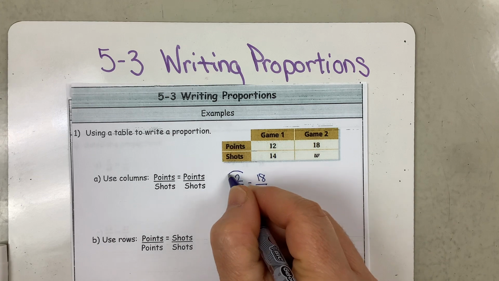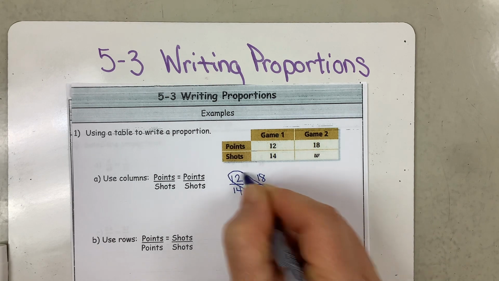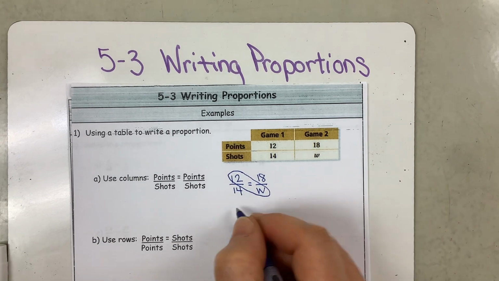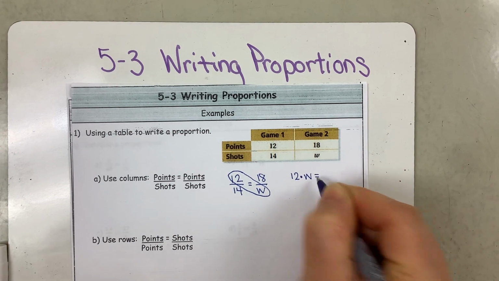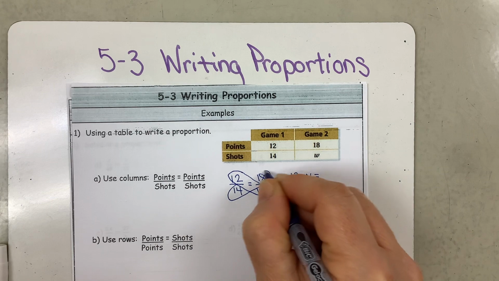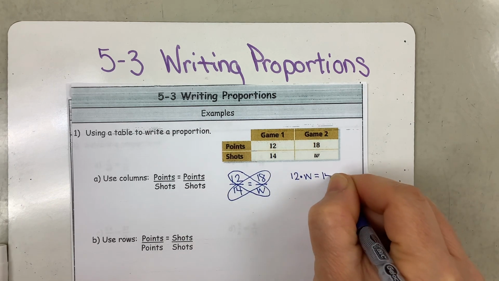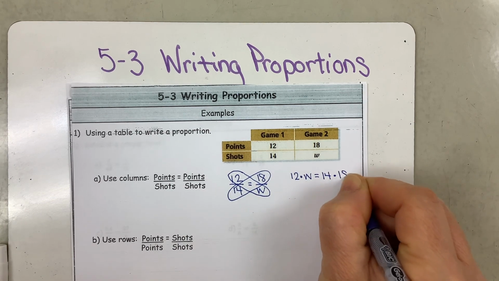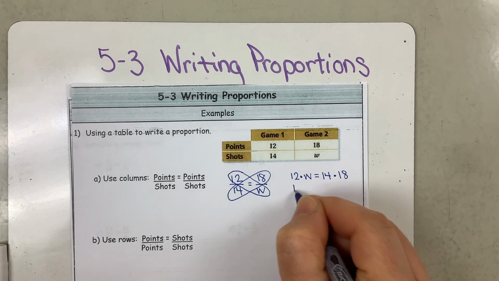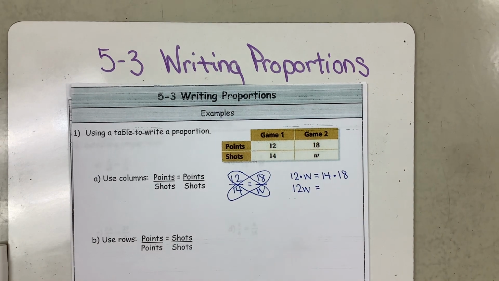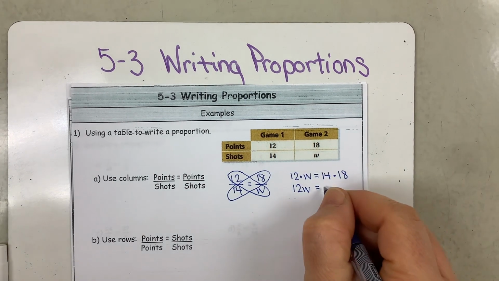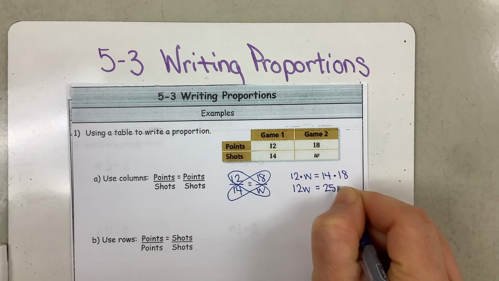So what I'm going to do is I'm going to do our butterfly method. So 12 times W equals 14 times 18. Okay, 12W is on the one side. And I'm going to do 14 times 18. And when you do that, you should come up with 252.